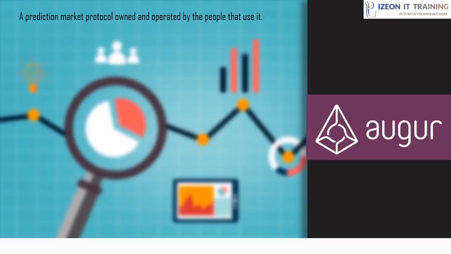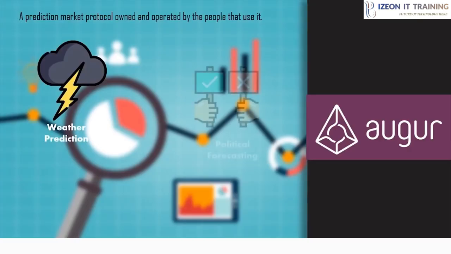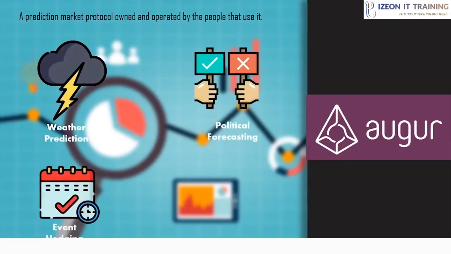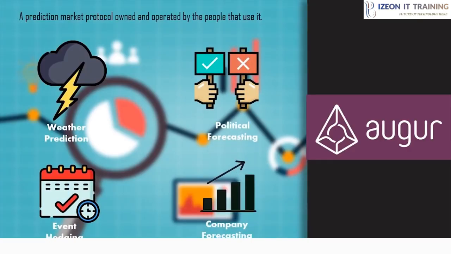Decentralization ensures that Augur cannot be censored by governments that deem prediction markets as gambling, whilst ensuring the sustainability of the application. This decentralized nature ensures honesty in reporting an outcome of events, using crowd wisdom to cancel out individual frauds. Now, Augur has been used for weather prediction, political forecasting, event hedging, and even company or business forecasting. And it's going pretty well, in my opinion. So, how exactly does Augur work?